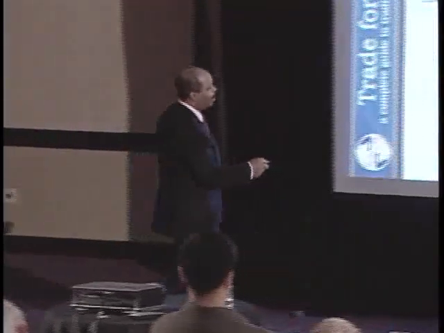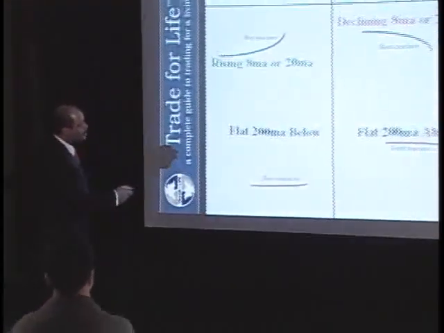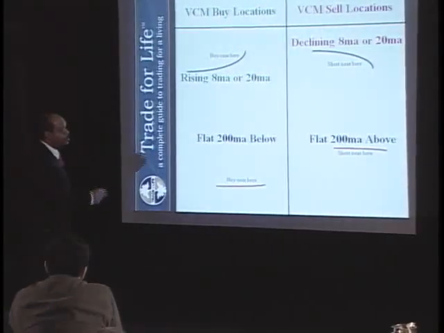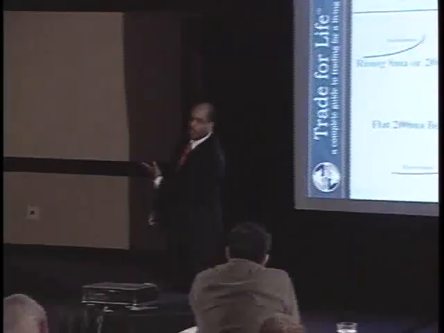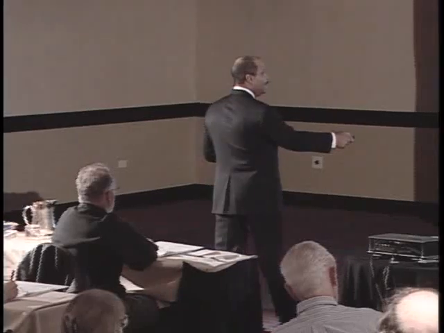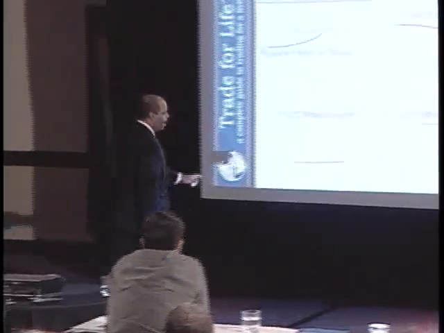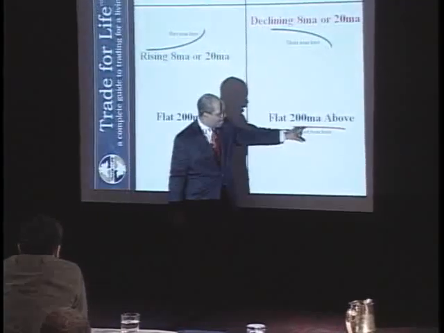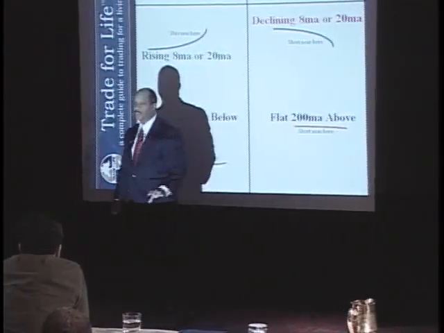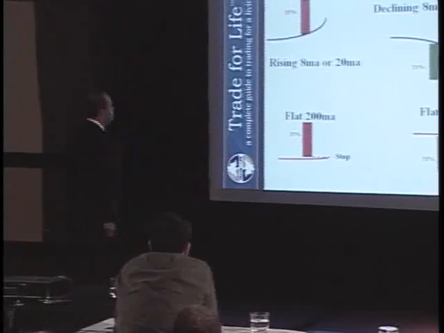In order to short, I must have a green bar forming at or near this declining moving average, either an 8 or a 20, and a red bar must wipe it out or wipe 55% of it out. I'm only allowed to take that short event at or near the declining 8, at or near the declining 20, or right under, at or near a flat 200. So let's take a look at this.